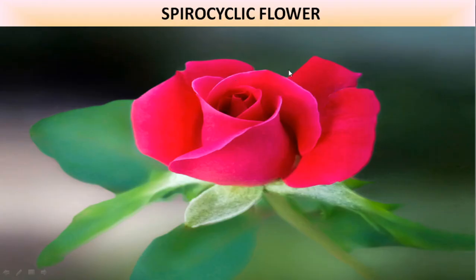There is another type of acyclic flower. This is called spirocyclic flower. So here you can see the floral leaves, that is especially the corolla or the petals, are arranged spirally. So here it is very much clear in case of rose, and such type of flowers are called spirocyclic flower.